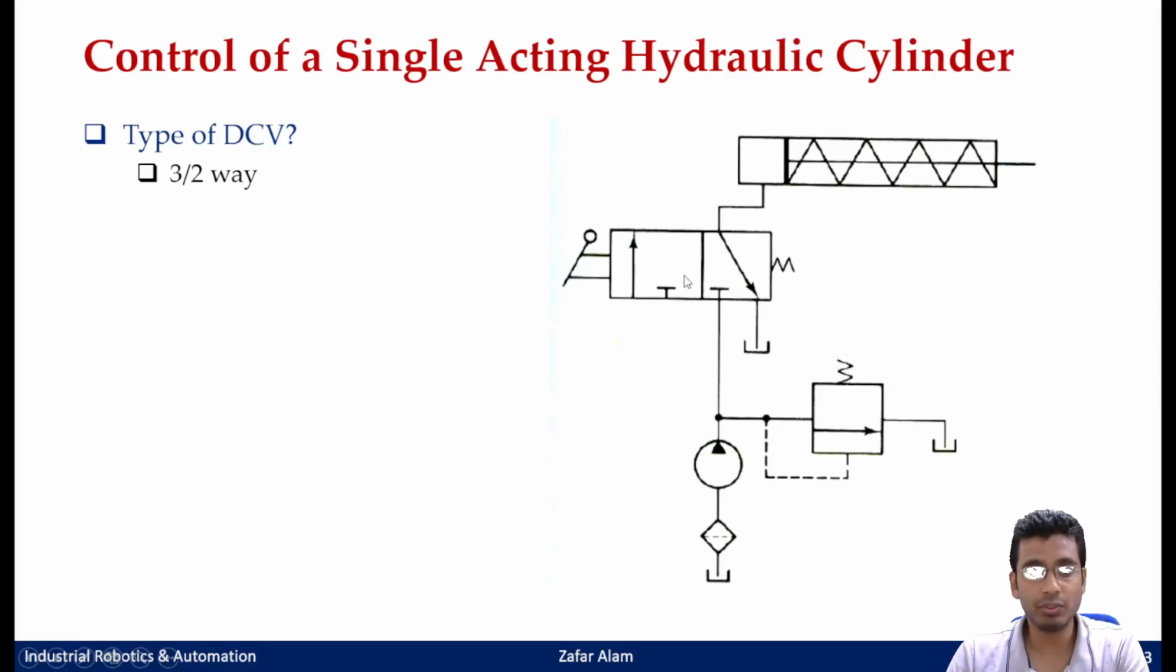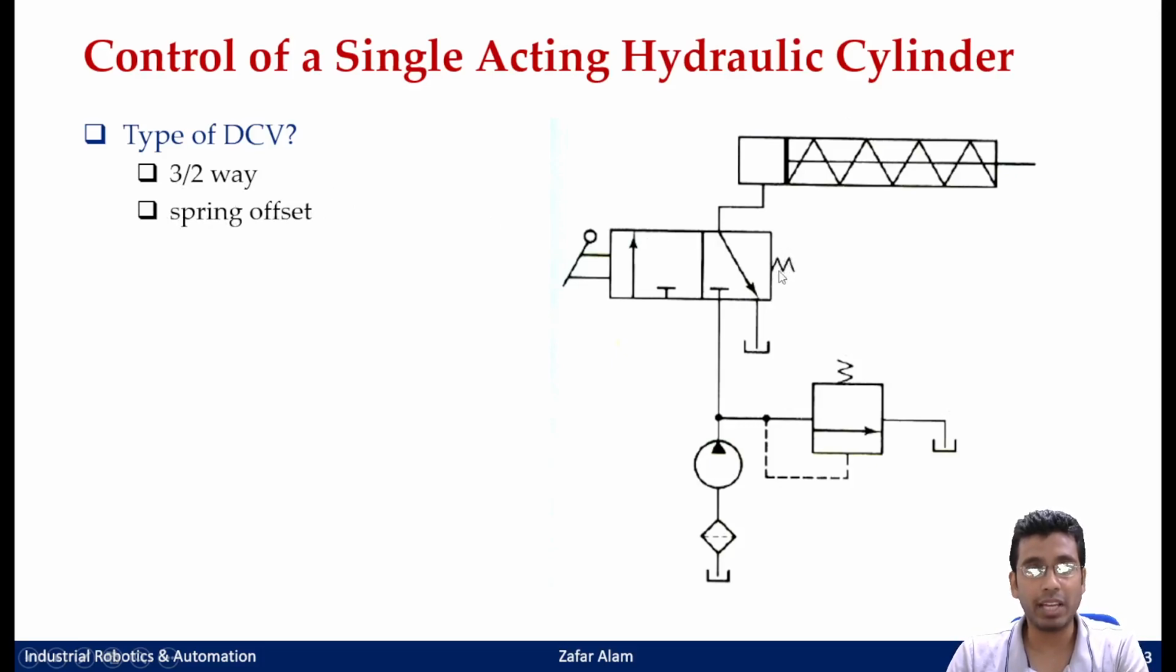If you can see, you have 2 positions. This is your default position, since all your connections have been made here, and this is your actuated position. How is it offset to a default position? How is the default position maintained? It is spring offset. If you can see, this is the symbol of a spring.